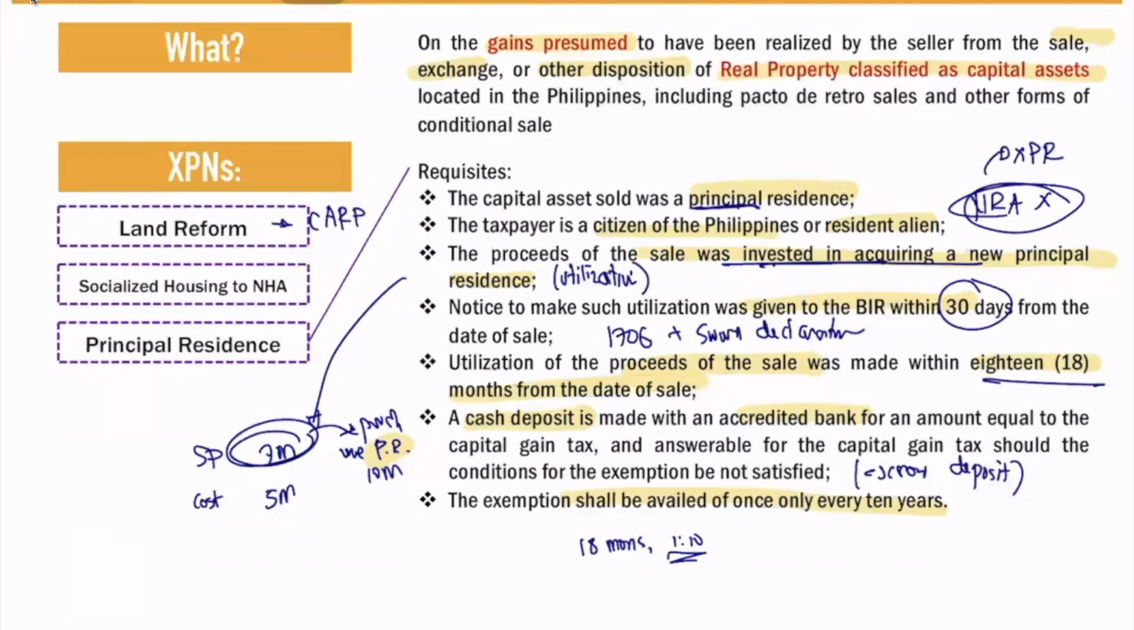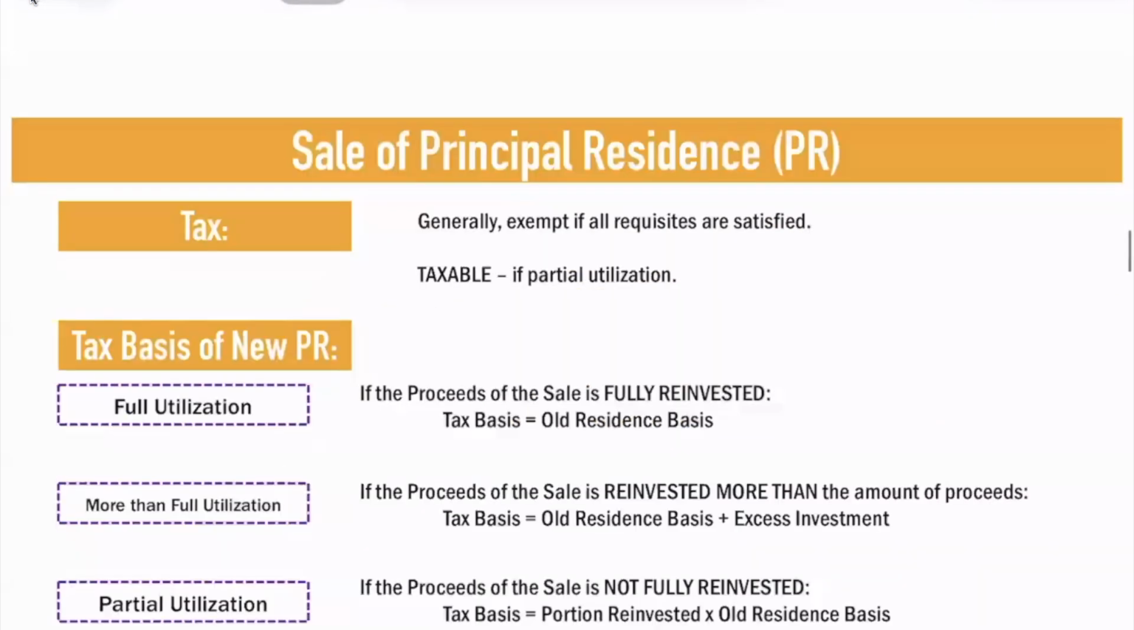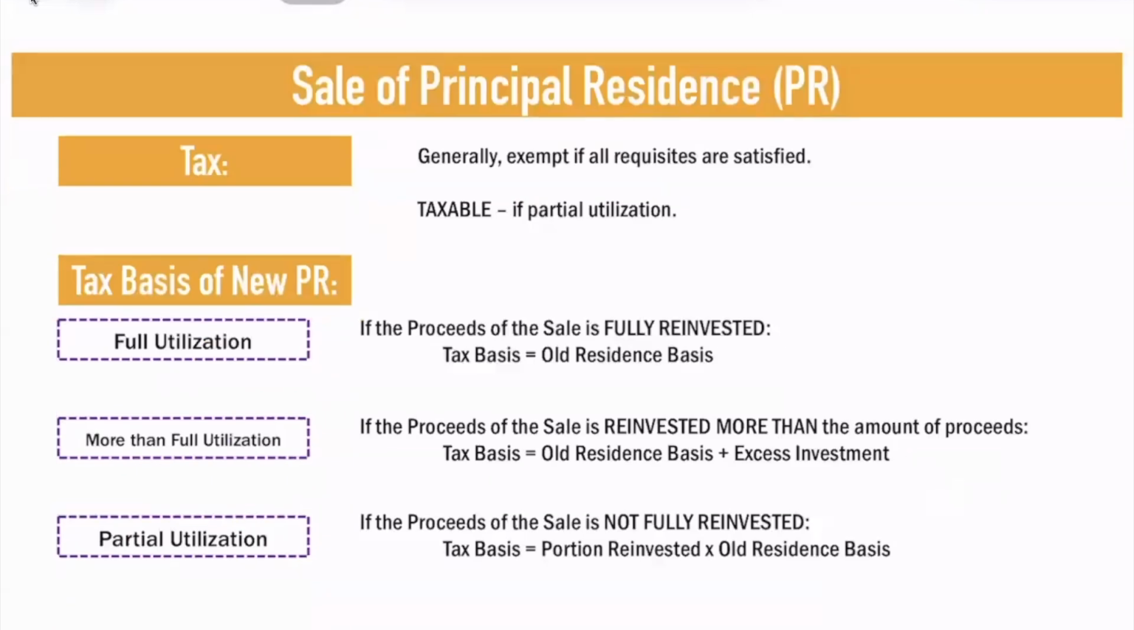So what is the effect if ever we sold our principal residence? As a rule, it is exempt if the requisites are present. So how do we tax it? Generally, if what you sold is a principal residence, it is exempt if all the requisites are satisfied. Mainly, you use it within 18 months, and that is once for the 10-year period. Therefore, if that is full utilization, it is considered exempt.